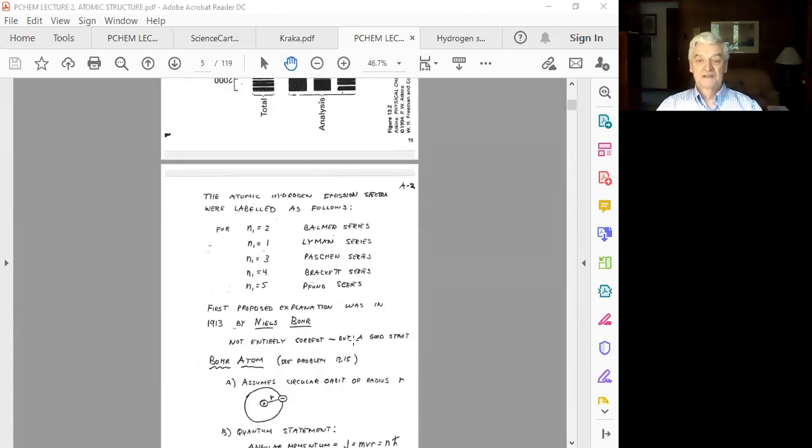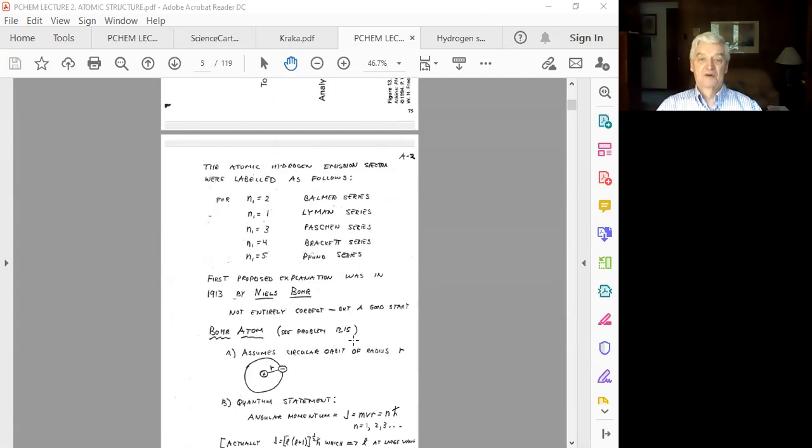Okay, so this is what I just summarized for you. Balmer was the first one, ending on n equal to 2. And then we had Lyman, Paschen, Brackett, and then the Pfund series.